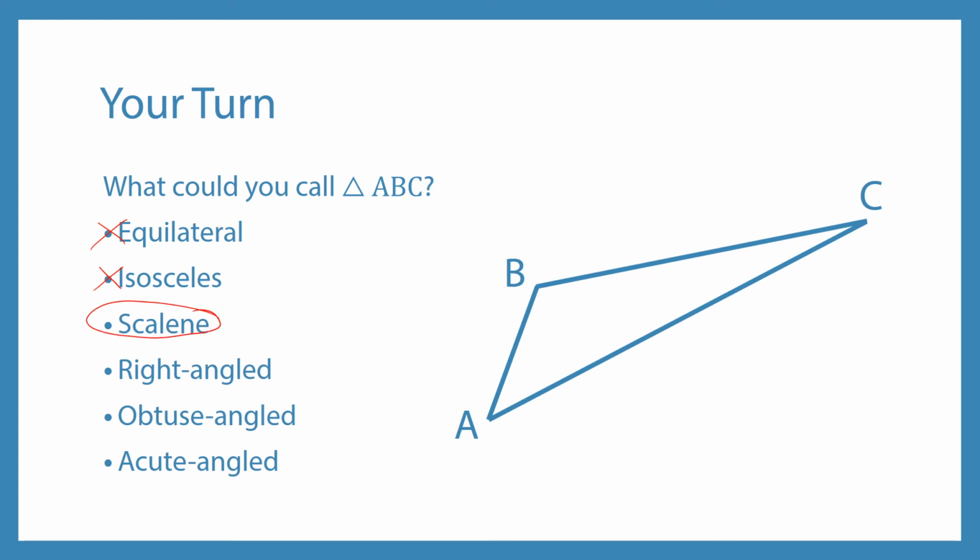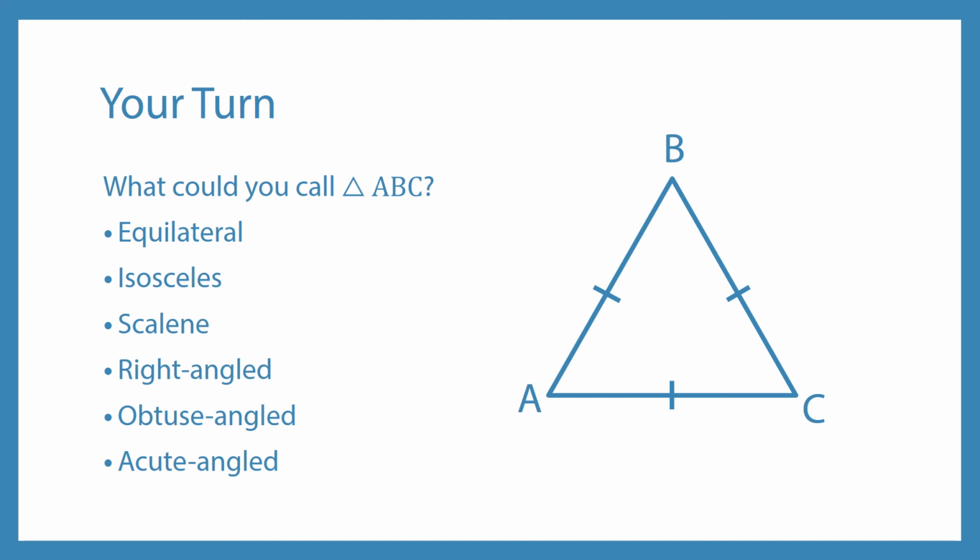So, yeah, scalene triangle. Next, does it have a right angle anywhere? I don't see one, so we're going to cross that. An obtuse angle. You can see this angle here is bigger than 90 degrees and less than 180, so that's going to be an obtuse angle. And if it has an obtuse angle, it's not going to have all angles of the triangle being acute, so it can't be an acute angled triangle. So we can see here that our triangle is scalene and obtuse angled.